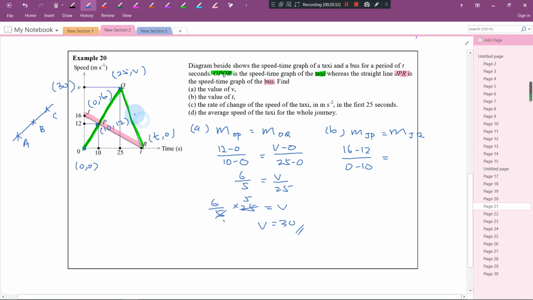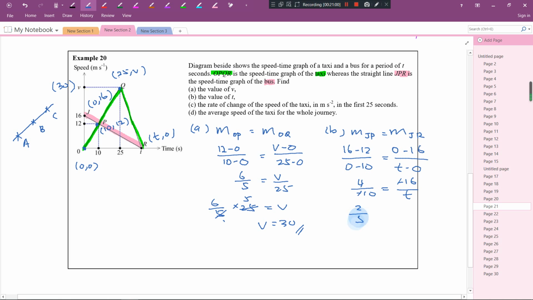Actually, I just take 0 minus 16 because I like to put the unknown in front, so it will be easier for us to calculate. 0 minus 16, and t minus 0. Okay, so this will give you 4 over negative 10, and here is equal to negative 16 over t. Both sides you have a negative, right? You can just cancel the negative, and then you just do some simplifications.